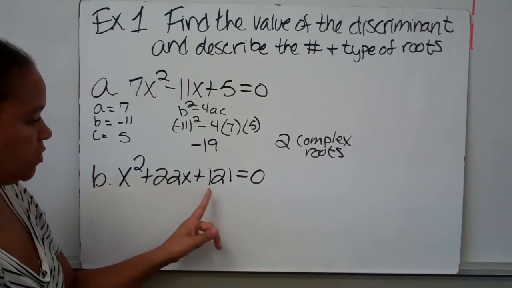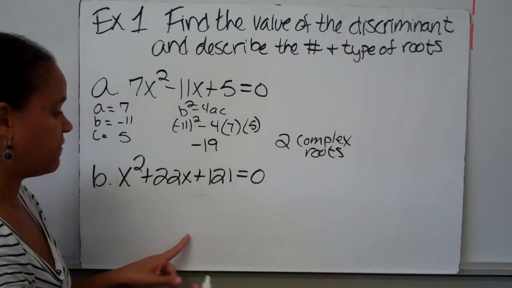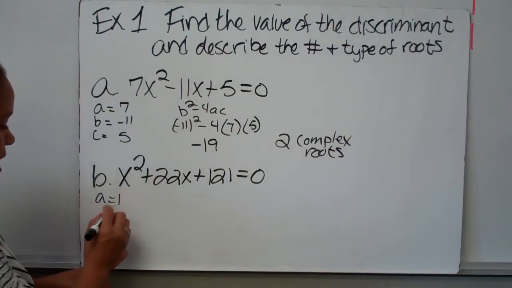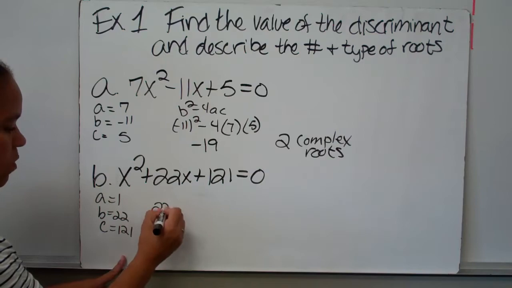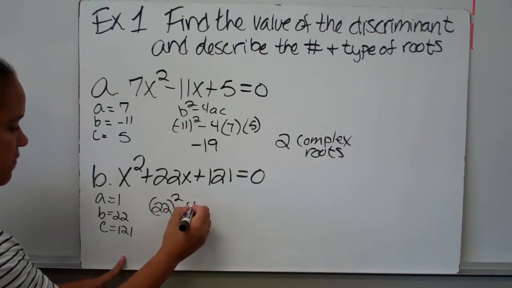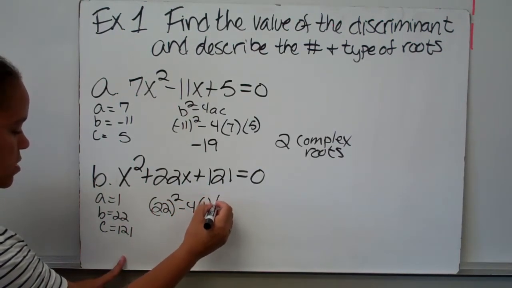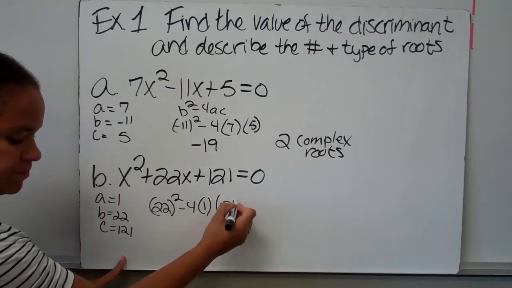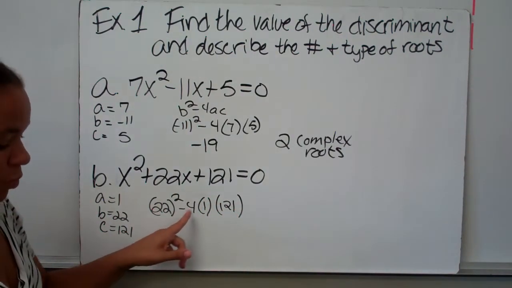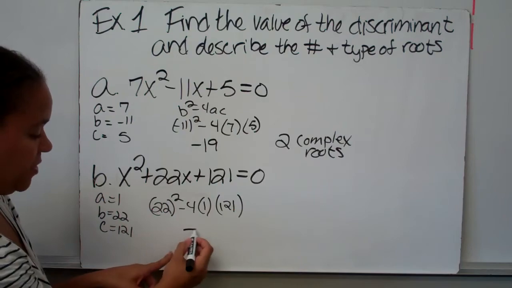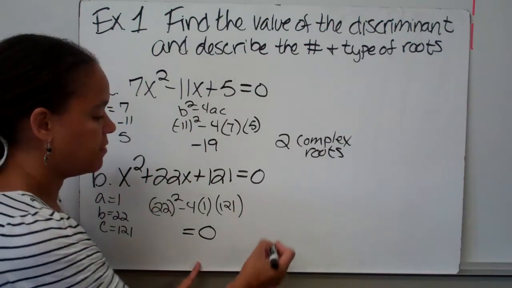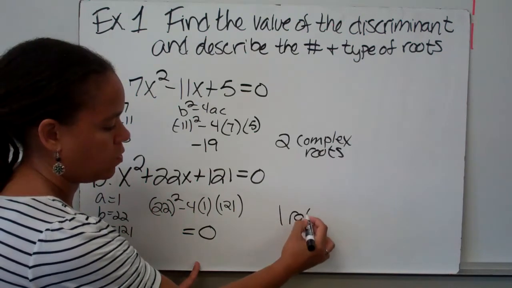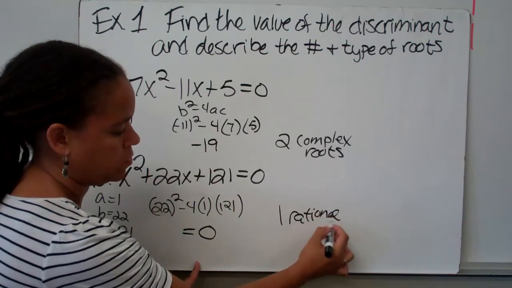X squared plus 22x plus 121. Let's find b squared minus 4ac. A is 1, b is 22, c is 121. So b squared minus 4 times 1 times 121. So 22 squared, if you figure this all out, you'll end up with 0. If you have 0, then there's going to be one rational root.